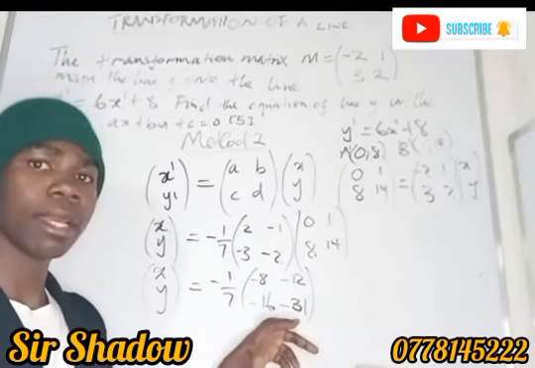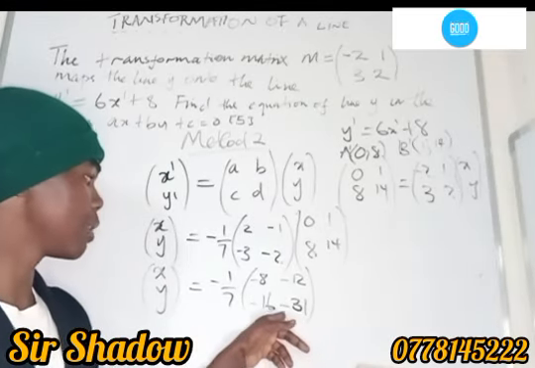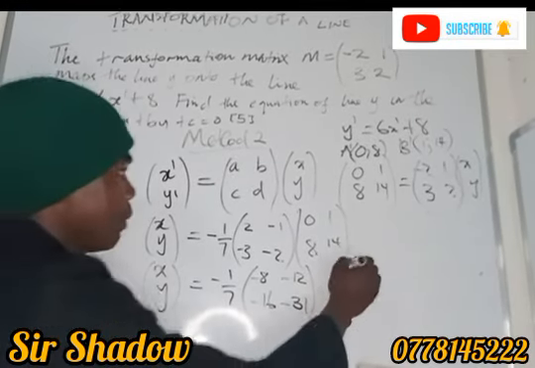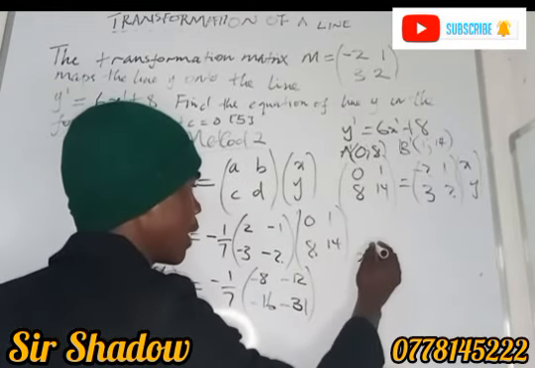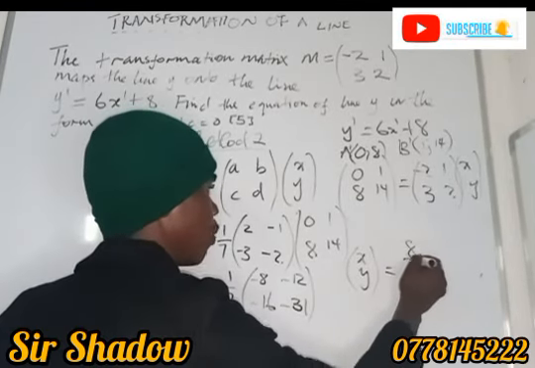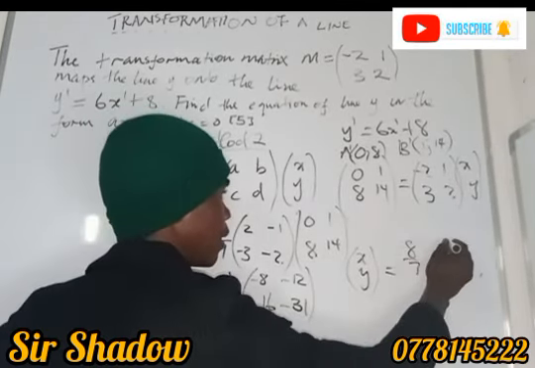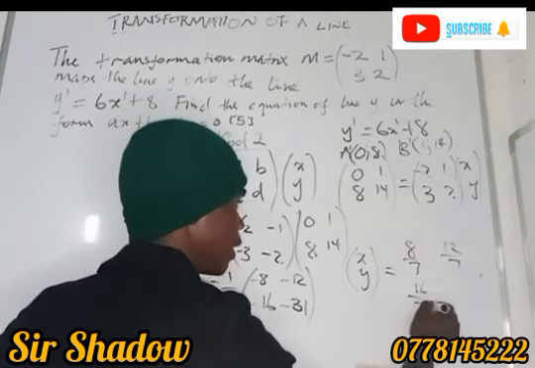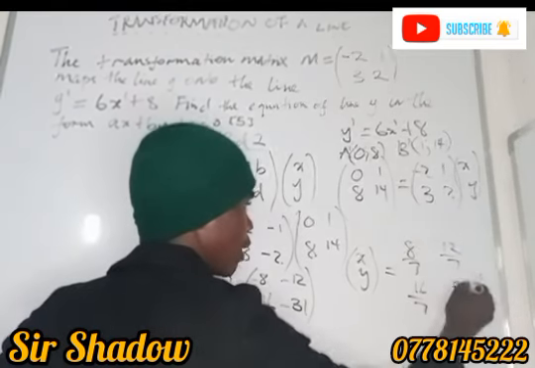Then let's multiply everything inside this matrix by minus 1 over 7. Multiplying everything to obtain x, y is equal to 8 over 7, 12 over 7, 16 over 7, and 31 over 7.